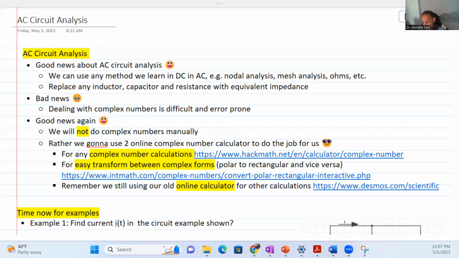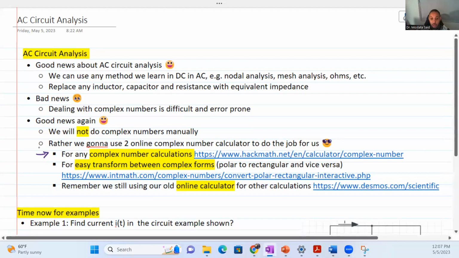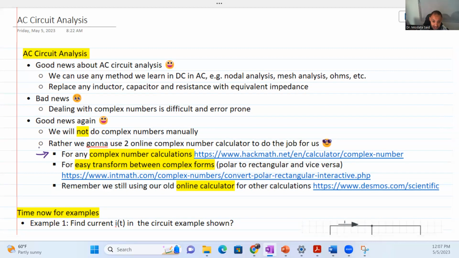So I'm just going to remind you again with this website. The first one here is used for doing any sort of complex number calculation, like addition, subtraction, division, multiplication. And the second one here is used to convert from polar form to rectangular form and vice versa. And of course, we will not forget our basic, all-the-time tool, which is our online calculator tool, Desmos, and we're going to use it in AC as well.